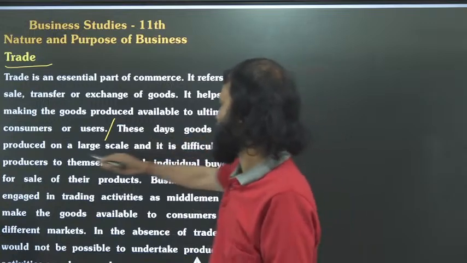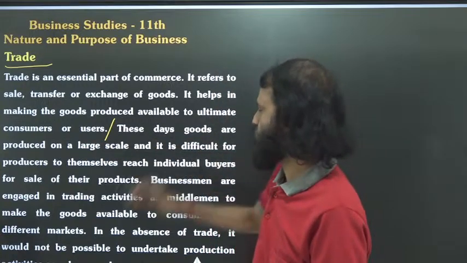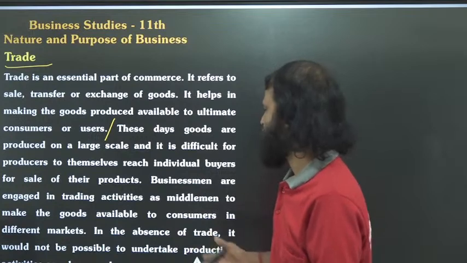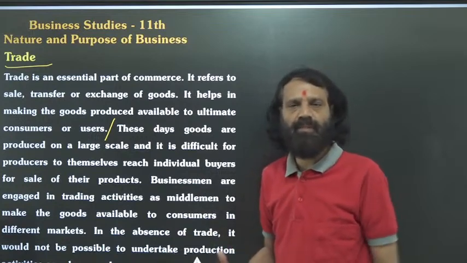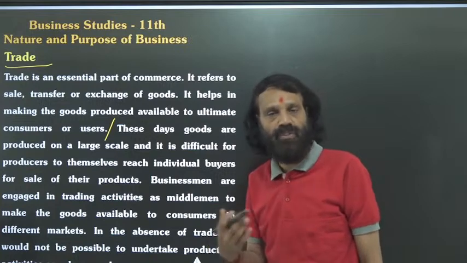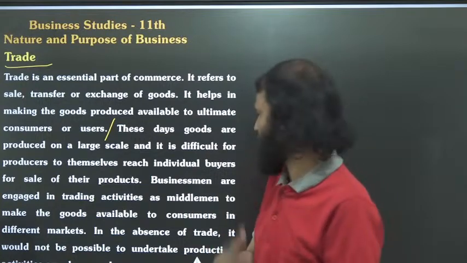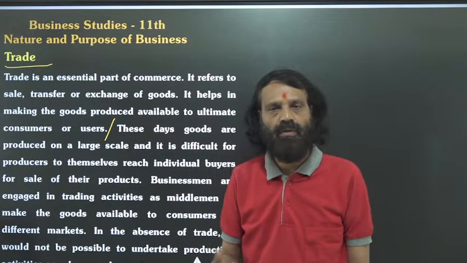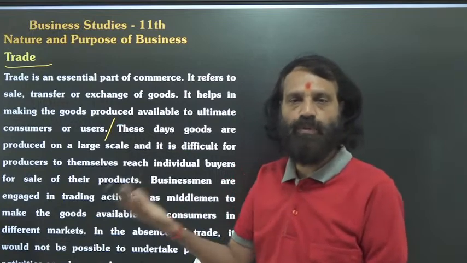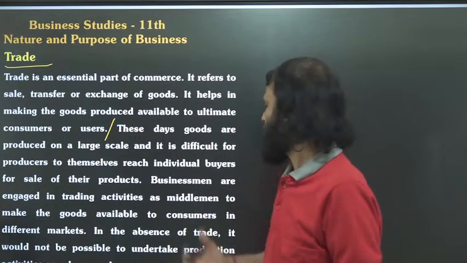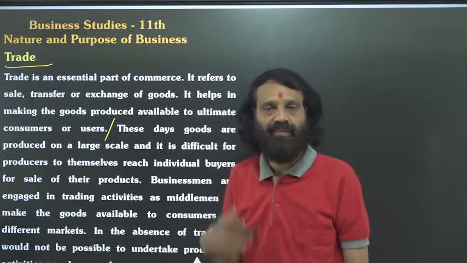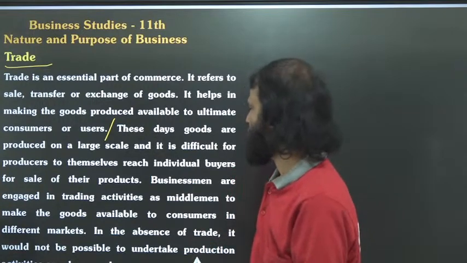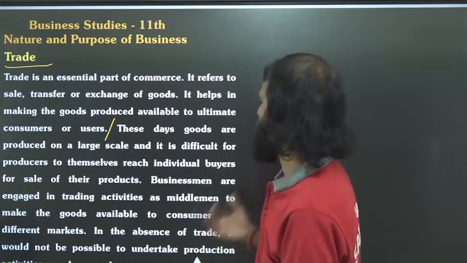These days goods are produced on a large scale and it is difficult for producers to themselves reach individual buyers for sale of their products. Of course, there are so many products available in the market and it is very difficult for producers to reach the consumers directly. So that is why there are many middlemen between the consumer and the producer. Like wholesaler, distributor, traders, retailers. So many people are between the consumer and the producer.